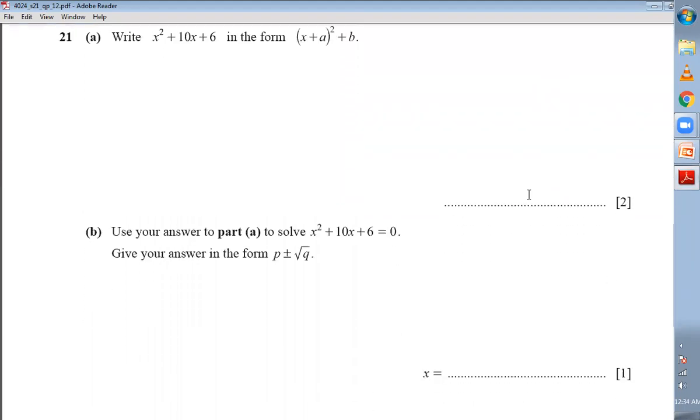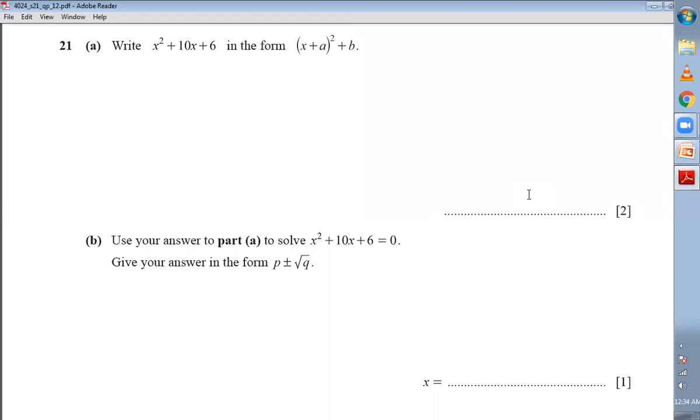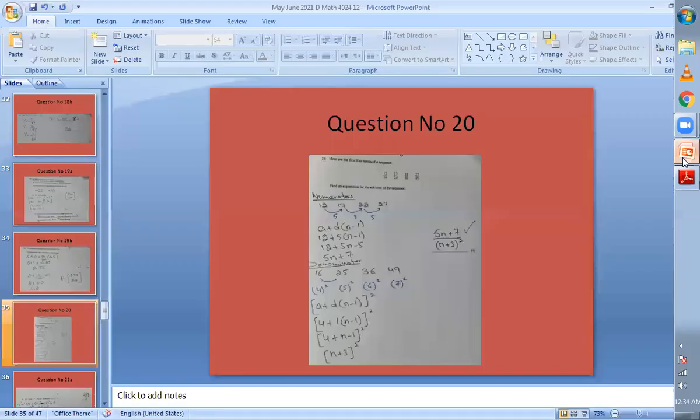So question number 25 is coming up on your screen. It says write x squared plus 10x plus 6 in the form (x plus a) squared plus b. So you can get this form by applying the completing the square method. Okay, so let me show you how I have done this.